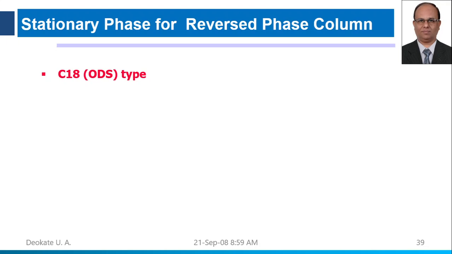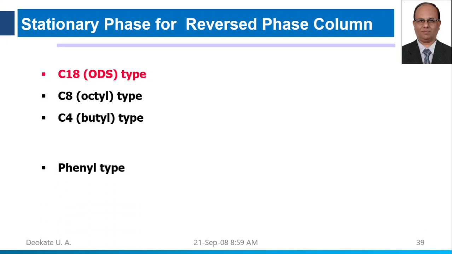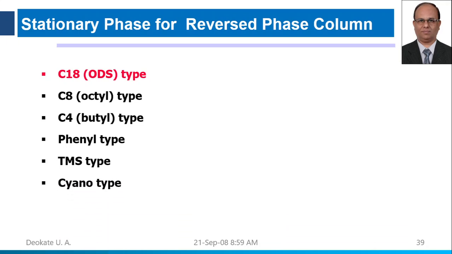So what are the various non-polar stationary phases used in column HPLC? This includes C18 columns. We always say C18 column, that is octadecylsilane. Then there are C8 columns, that is octyl type column. C4 column, that is butyl type column. Phenyl type column, TMS column, cyano type columns.